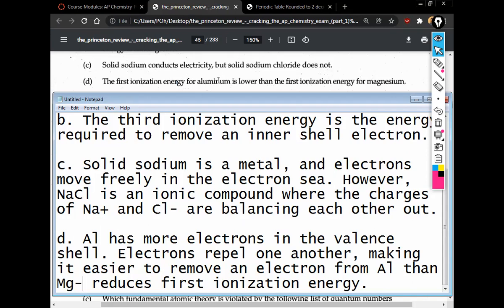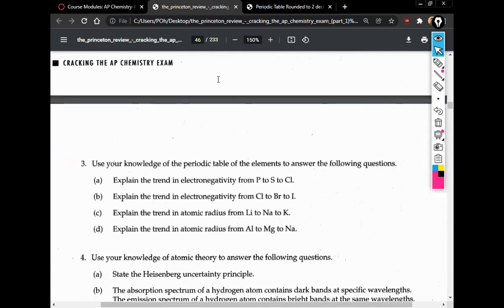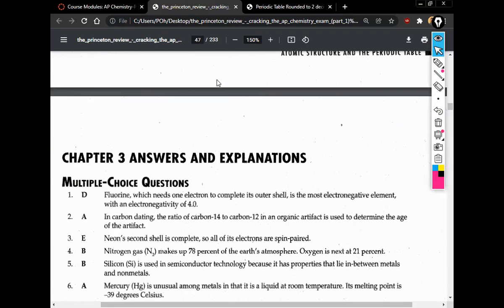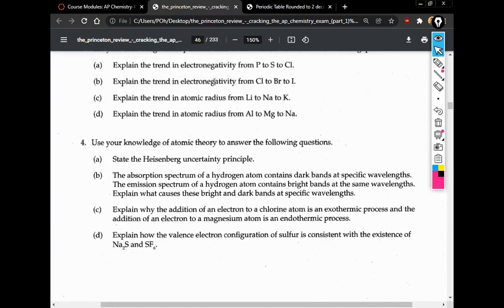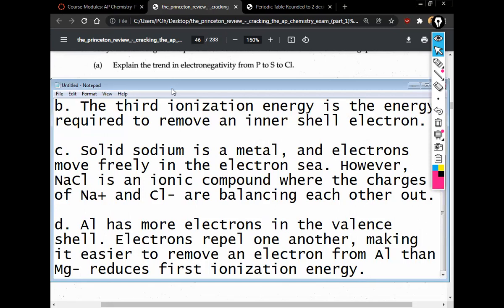Okay, we'll do one more and then we'll be done. We'll skip this one. We already know that. That one's pretty easy. Wow, we're pretty good, actually. We'll do number 3, but we'll just do part A and then we'll be done for today, okay? I want you to explain the trend in electronegativity from P to S to Cl. Just very briefly, we're just doing part A.